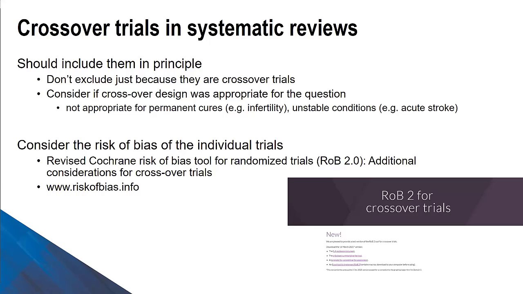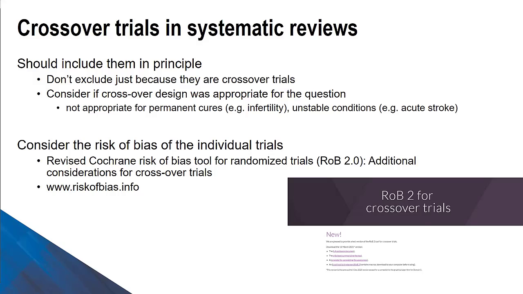So in terms of now moving to a systematic review level, we should include crossover trials in principle. We shouldn't just exclude crossover trials because they are crossover trials. We need to consider, of course, if the crossover design is appropriate for the particular question. So it's obviously not appropriate where we can have permanent cures or where we've got unstable conditions. But if it is an appropriate design, then it's perfectly reasonable to include it in our systematic review and our meta-analyses.